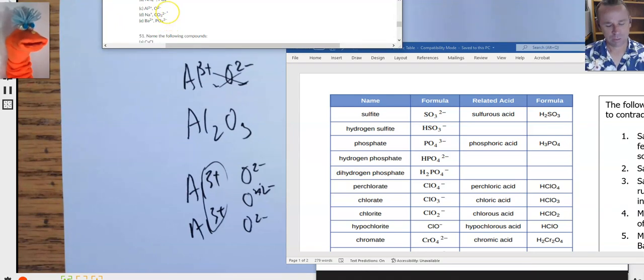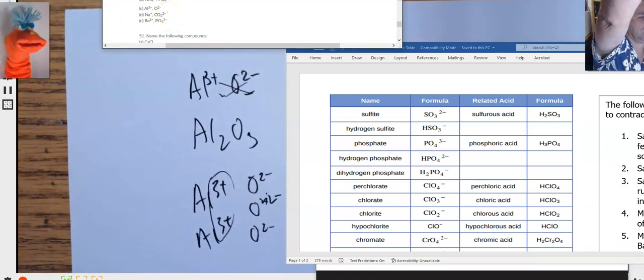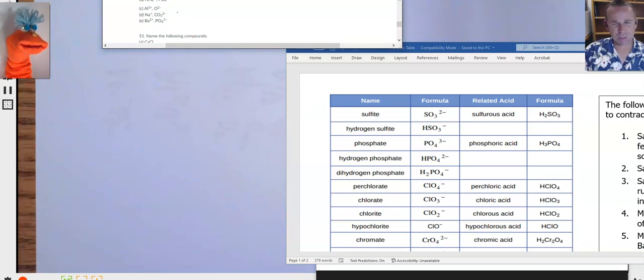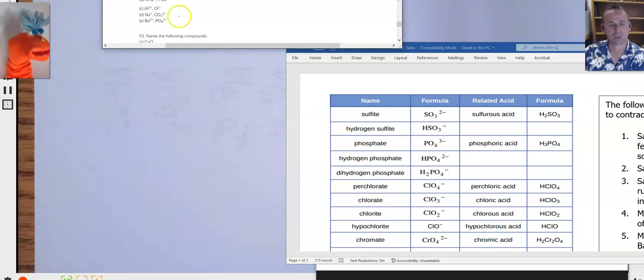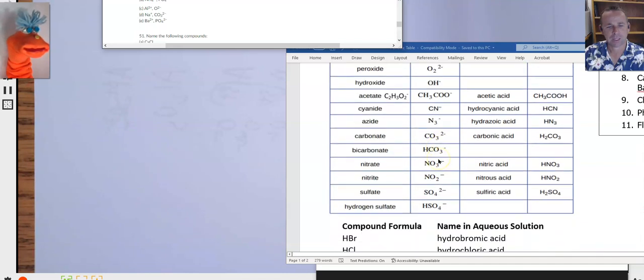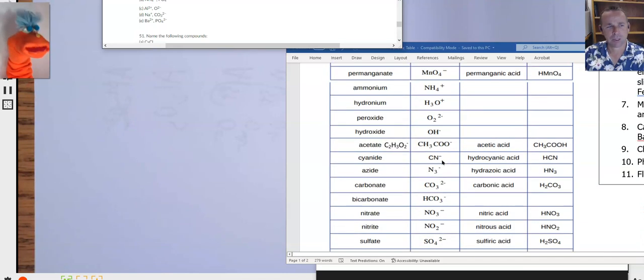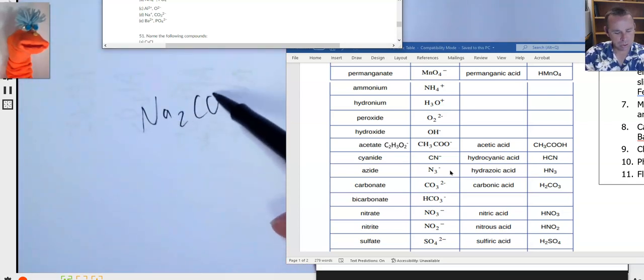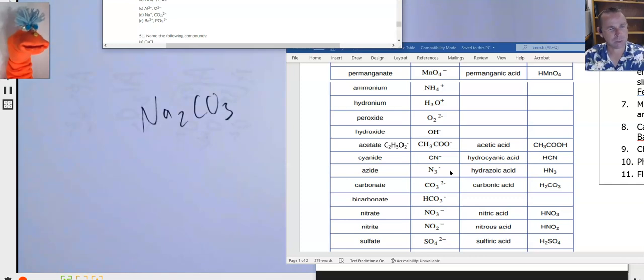Okay, the next one. Na2CO3. That's right, Na2CO3. So we have 2 sodiums because each CO3, what is the CO3? Oh, does it say down there? I can't see. Oh, there it is, the carbonate ion. That's right, carbonate, CO3 2 minus. So each carbonate has a minus 2, so you're going to need 2 positively charged sodiums. So it's going to be Na2CO3. That's the resulting compound.